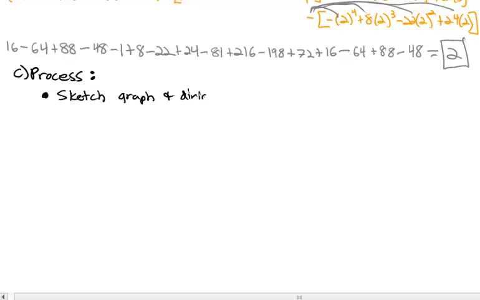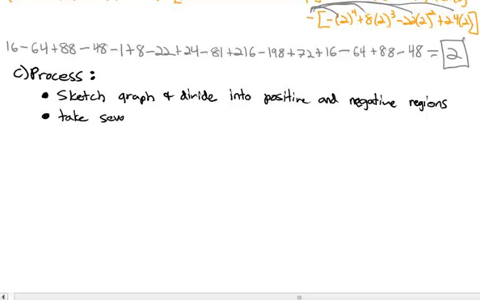and divide it into positive and negative regions. Once we do that, we can take several integrals, subtracting the negative regions.